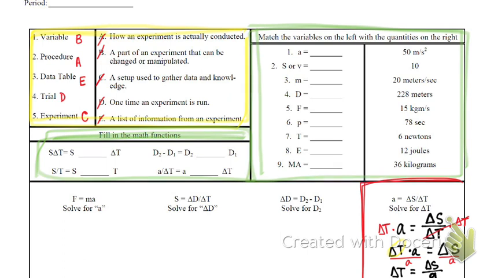Okay, for F equals MA, what's happening with A? We want to get A by itself. It's multiplying with M, so we need to divide. What do we want to divide by? The M. We want A to stay there. A equals F divided by M. Good.